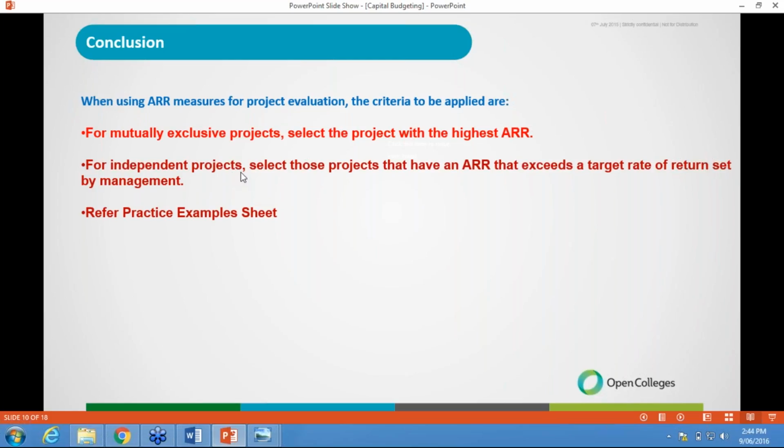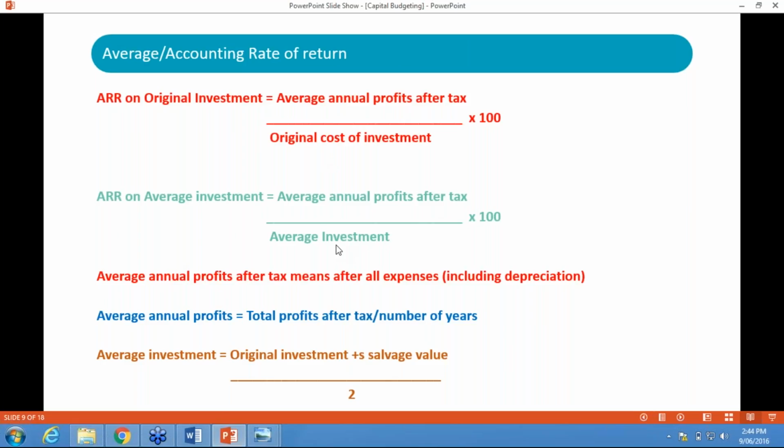So for an independent project, select those projects that have an ARR that exceeds your target rate of return, that is, the predetermined rate of return. The most important advantage of this method is that it's very simple. Another advantage is that you are considering the entire lifetime of your project. Average profits after tax are calculated from total profits divided by number of years, so you are considering all years.